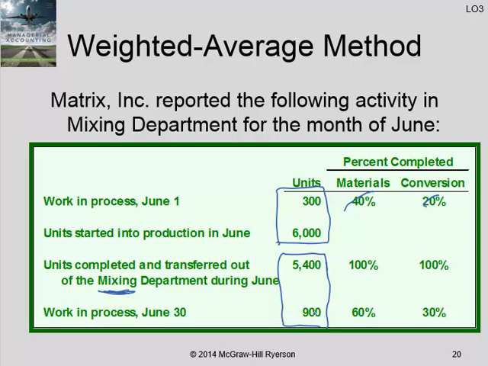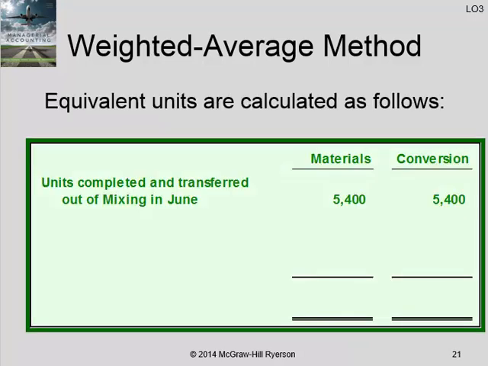So the ending work in process here is 900 physical units that are on average 60% complete with respect to materials and 30% complete with respect to conversion. That's important. They've had 60% of their materials added, but only 30% of the conversion cost has been added on average. Remember, there's a range of products here in our ending inventory, but on average, 60% complete with respect to materials and 30% complete with respect to conversion costs. So how do we go about calculating equivalent units from that? Hopefully it's fairly obvious.